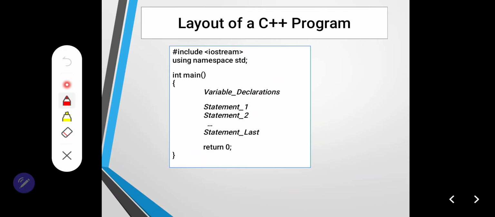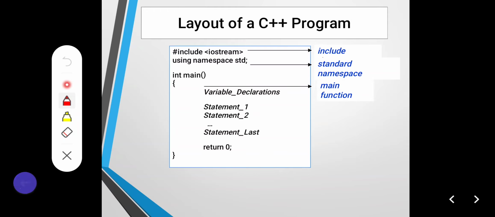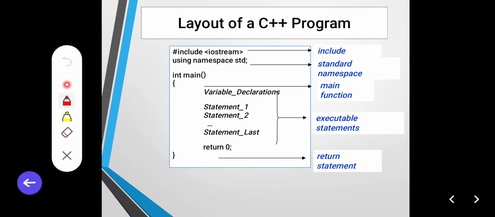Layout of a C++ program. Include directive, standard namespace, using namespace std semicolon, main function, executable statements, and return statement.